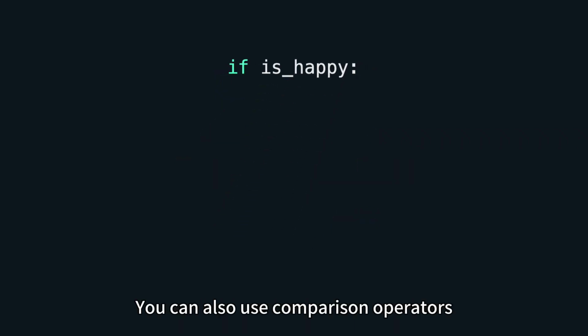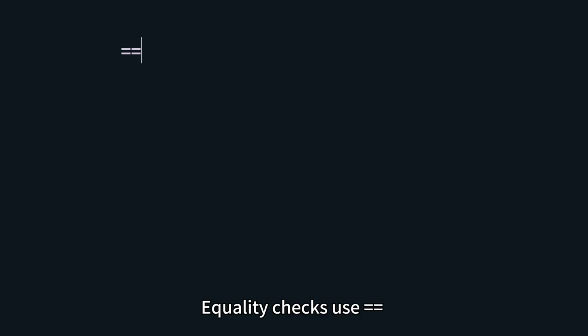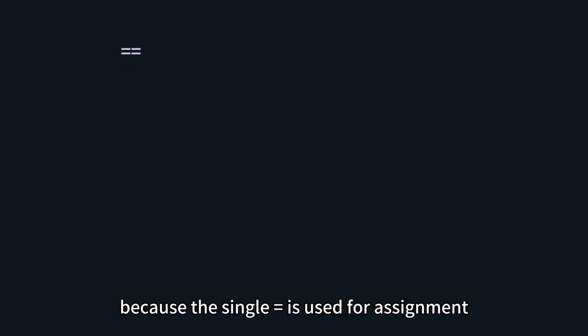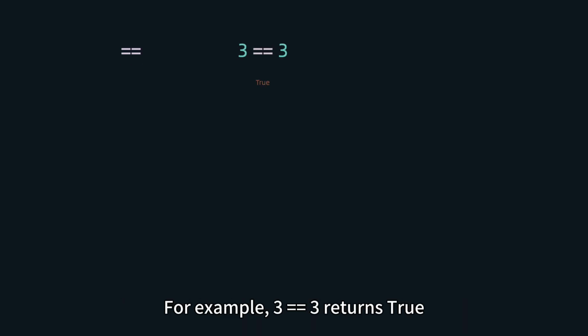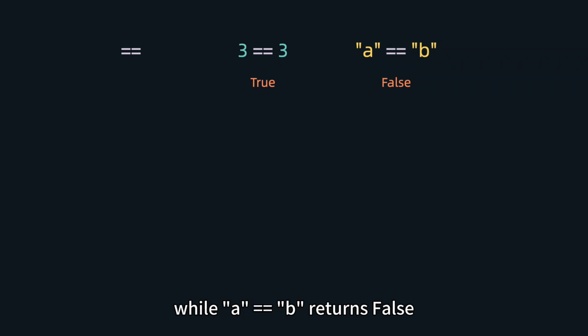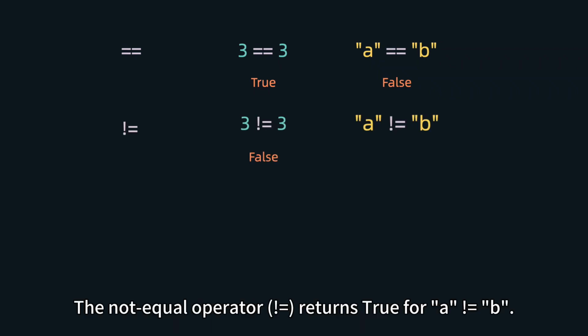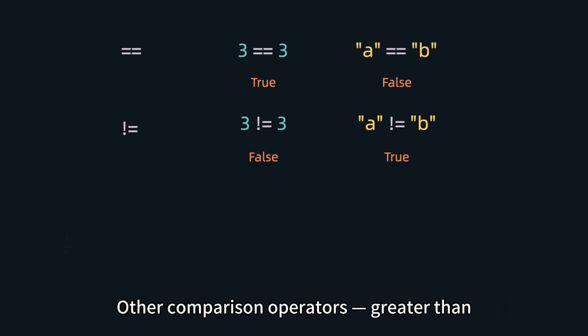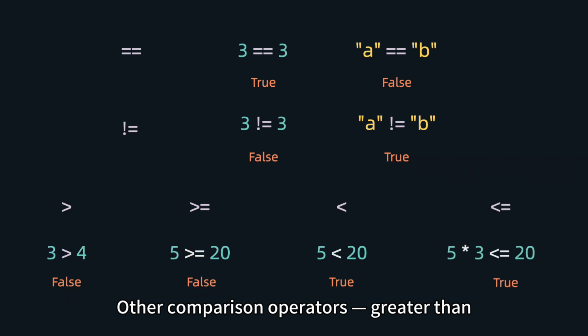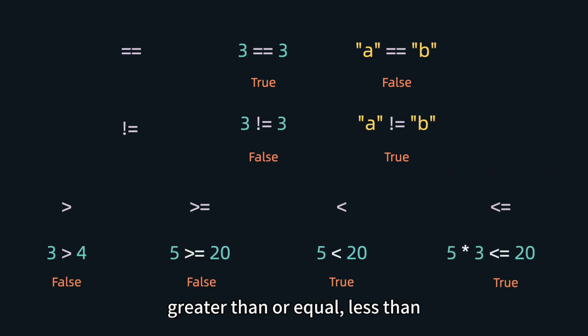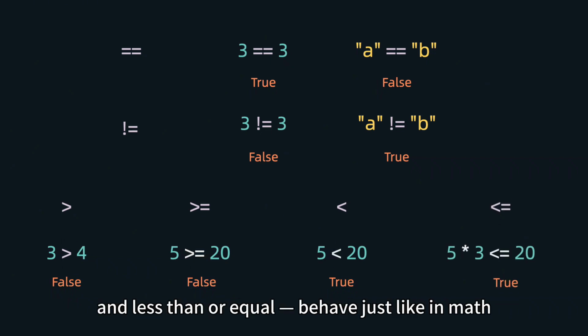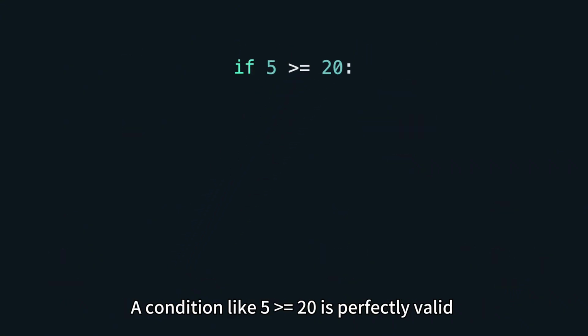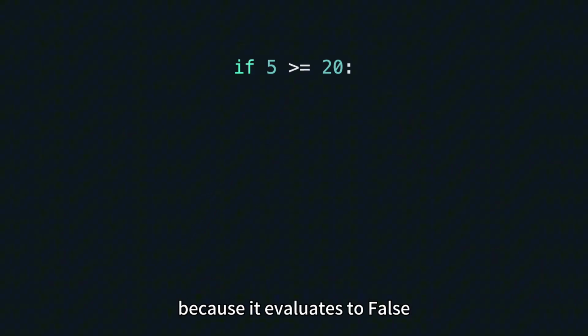You can also use comparison operators. Equality checks use double equals, because the single equals is used for assignment. For example, 3 == 3 returns True, while a == b returns False. The not equal operator != returns True for a != b. Other comparison operators, greater than, greater than or equal, less than, and less than or equal, behave just like in math. A condition like 5 == 20 is perfectly valid because it evaluates to False, which is still a Boolean.